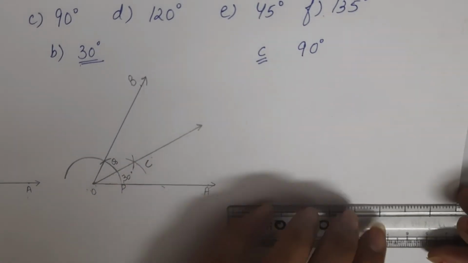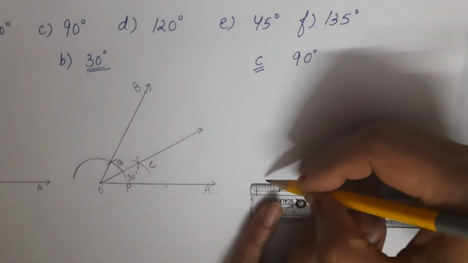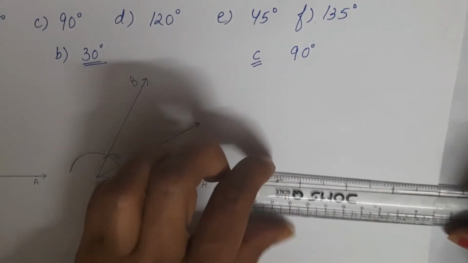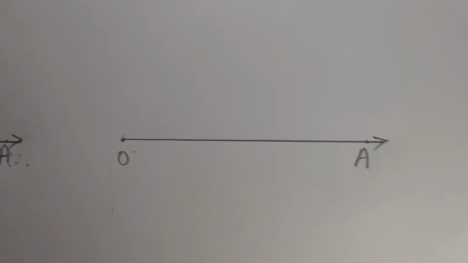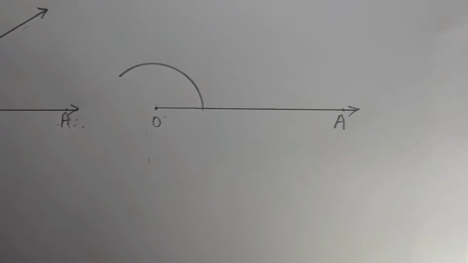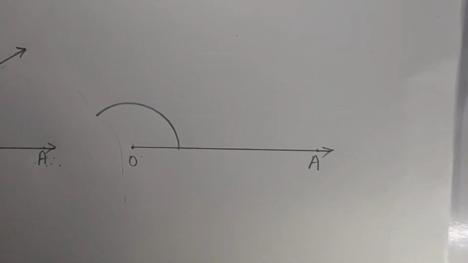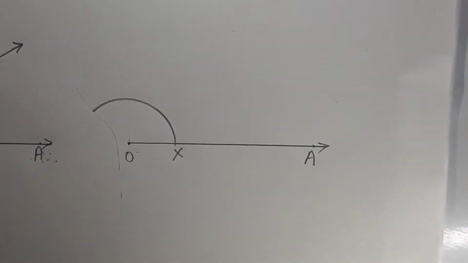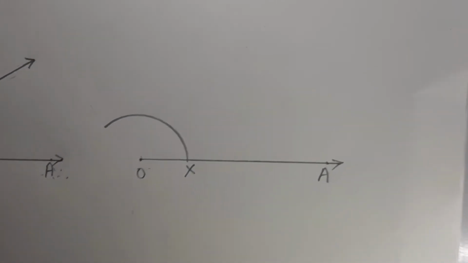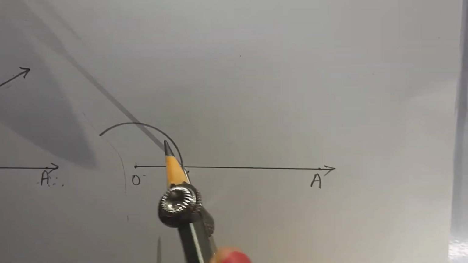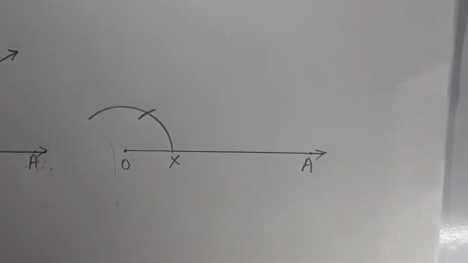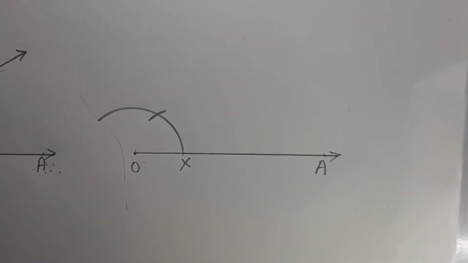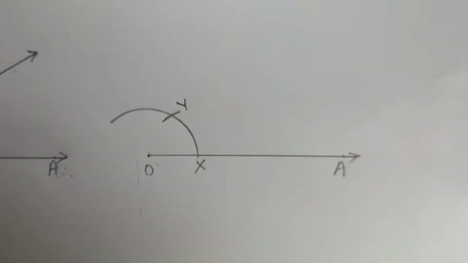For that, first of all, we will draw a ray OA. Okay, here is the point O and here I am taking A. Now with O as center and convenient radius, draw an arc. Fine, which intersect OA at point say X. Now taking X as center and same radius, draw an arc which cut the previous arc. Fine, and name this point as Y.